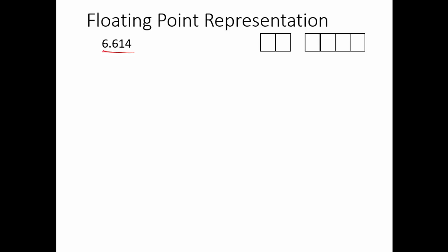We're going to attempt to represent it with 6 bits, where I'm going to use 2 bits for the exponent and 4 bits for the mantissa. And let's determine which bits need to be turned on. So remember that I've got 6.614, and I want to have that as a number that is 2 to the e power times m, where e is the exponent and m is the mantissa.